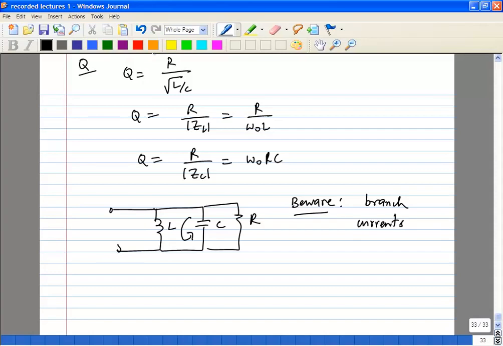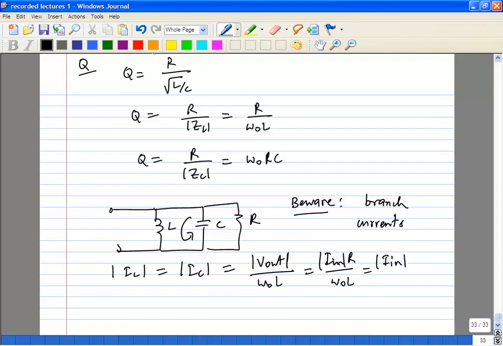Let's try to calculate the currents through the inductor and the capacitor. Okay, what you'll see is, if you try to calculate it, you'll find that the current through these two is V out over omega naught L, which is I in times Q. So if the Q of your network is 1000, and you have an input of 1 milliamp, your current through your inductance and capacitance could be 1 amp, which is huge. So very large currents can flow.